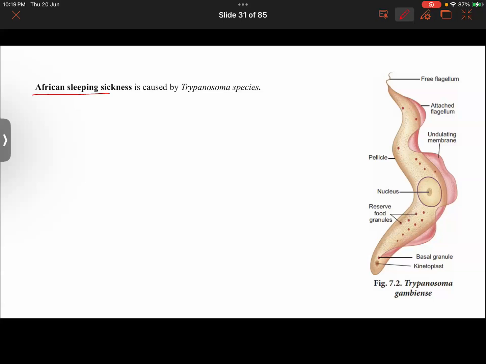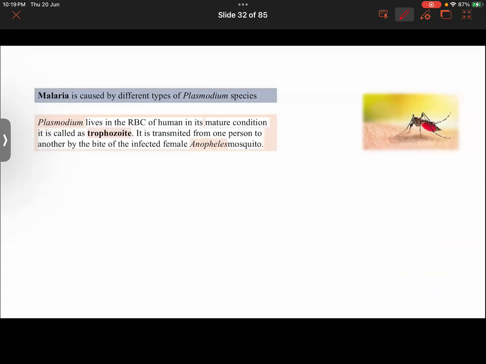So this is caused by another protozoa. African sleeping sickness is also one such disease that is caused by protozoa. The name is Trypanosoma gambiense. This is the structure of that protozoa. Although it is not important to remember, just know that this is one such disease caused by a protozoa.